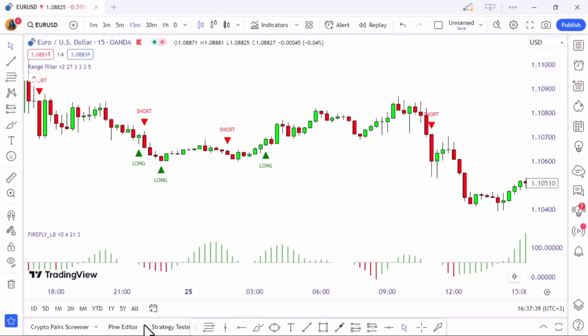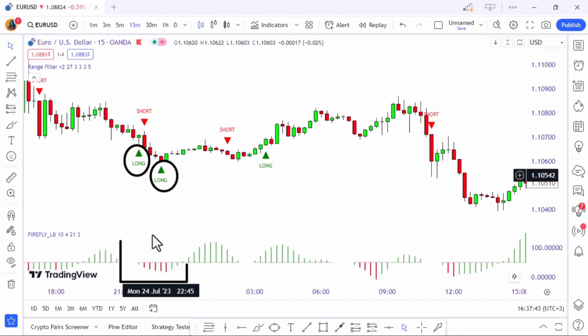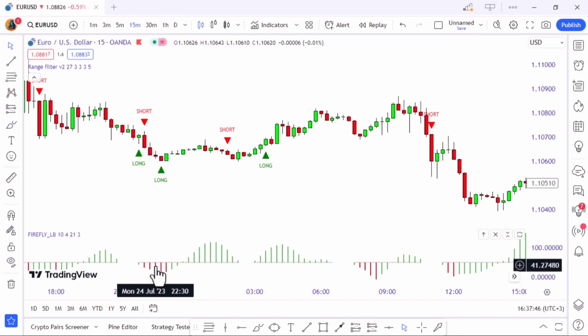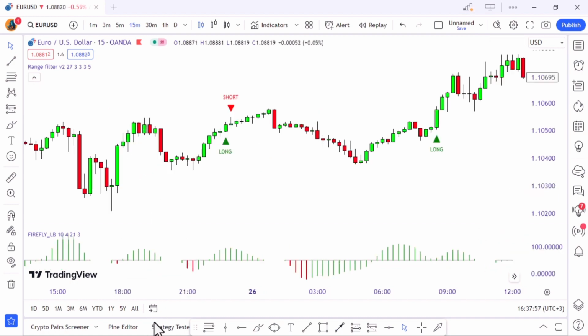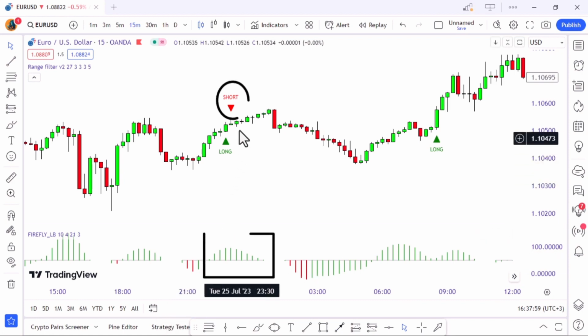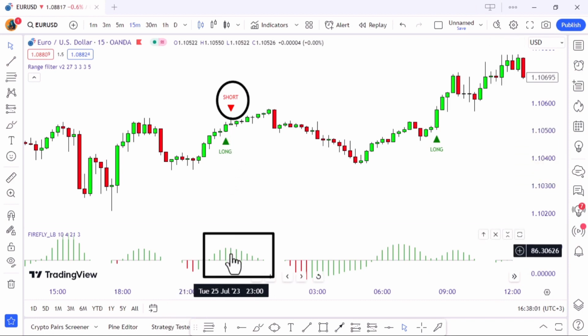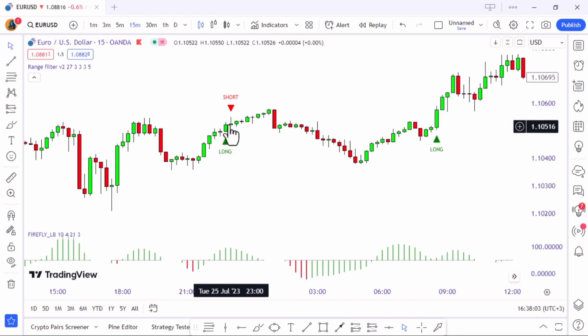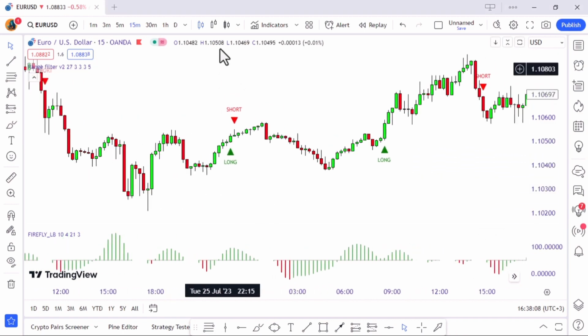For example, check out the long signal when the market dipped. The Firefly Oscillator effectively ruled out the lower quality setup. The same goes for the subsequent short signal that was accurately filtered because the market didn't move much in that direction. But here's the icing on the cake.